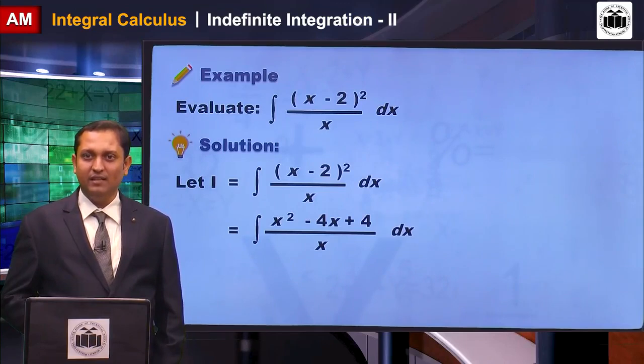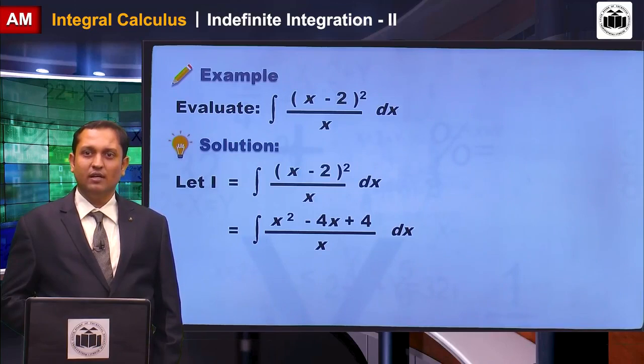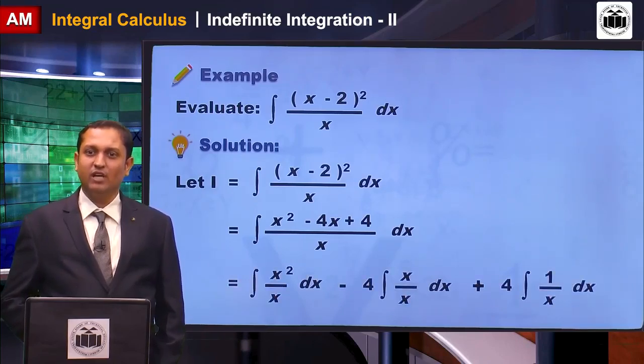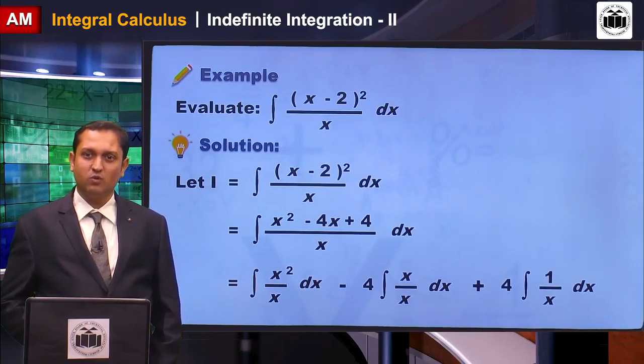So we are applying the formula (a minus b) the whole square to get the answer. What is the answer? x square minus 4x plus 4. The denominator x remains the same. Now come to the next step. Here we have used rules of integration. We have separated the three parts, and the constant terms we have taken outside.